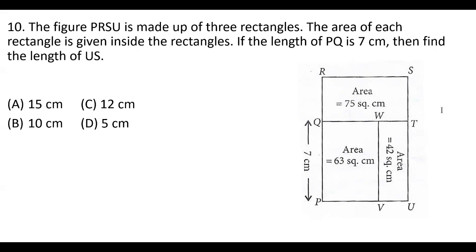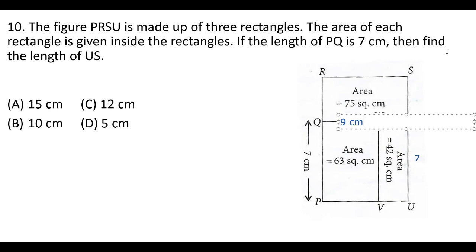So we are going to find the length of SU or US. And how do we do that? We need to add the sides TS and TU. So we have the given measurement, which is 7 for PQ. So we know that TU would also be 7. Now, area is length times breadth. So we have 7 here. So 7 times 9 would be 63. So this is going to be 9 centimeter.